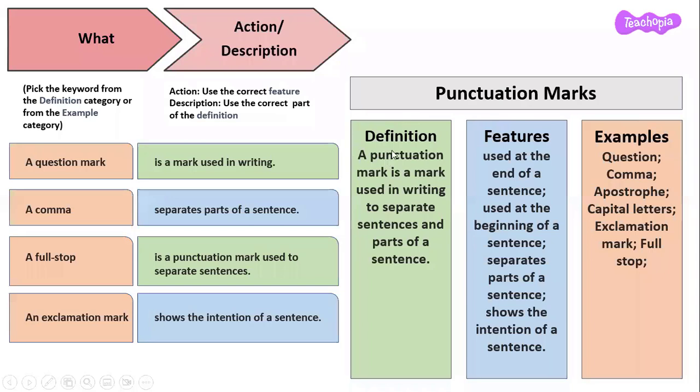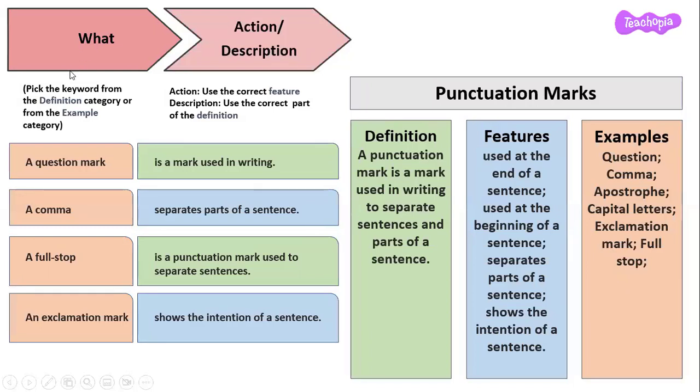So here let's look at how we can do this. What are we talking about? A question mark. Let us add a quality about a question mark, that it is a mark used in writing. Here, this phrase is taken from the definition. What are we talking about? We are talking about a comma. So, an action that we want to add about a comma can be taken from the features category. So, we can take a phrase from the features category, that it separates parts of a sentence. So, our sentence will be a comma separates parts of a sentence.